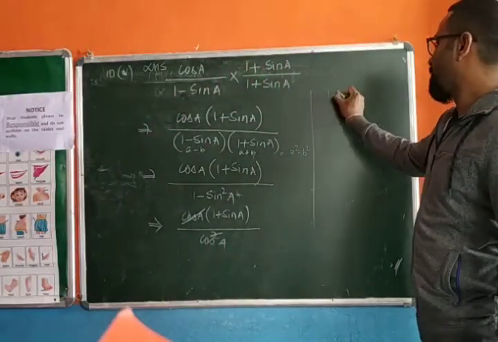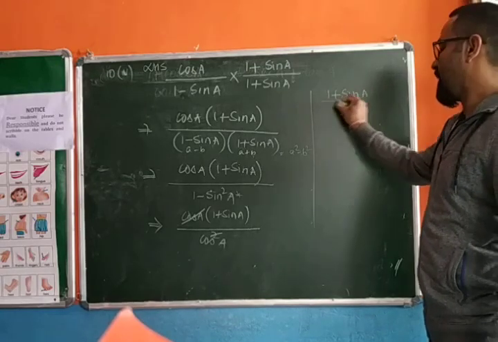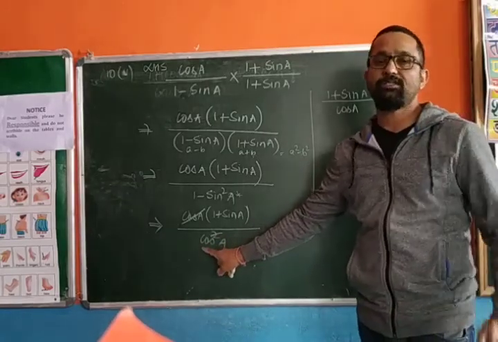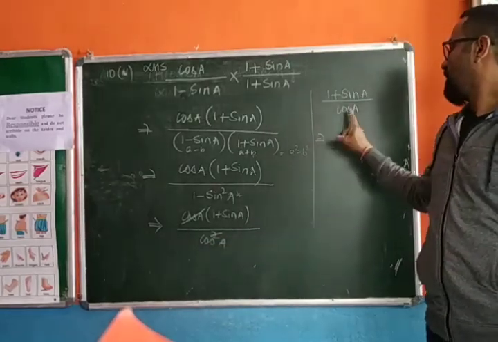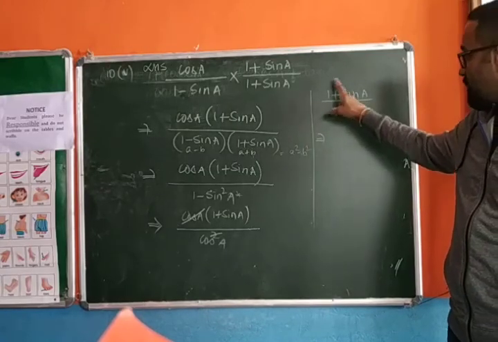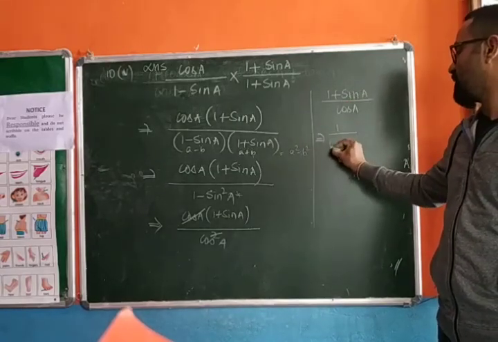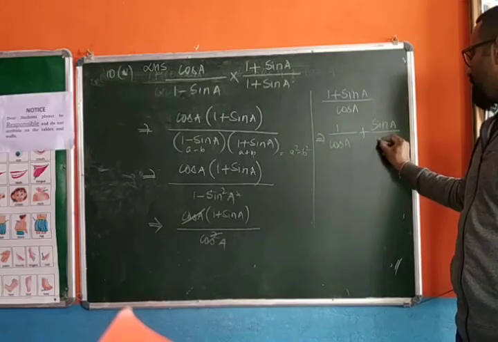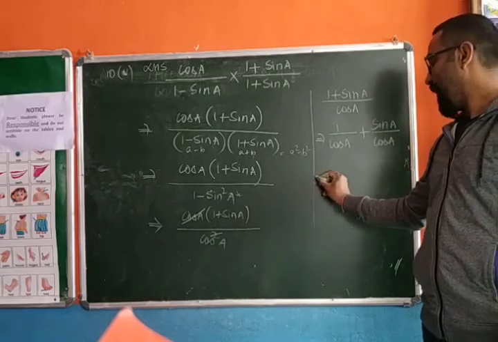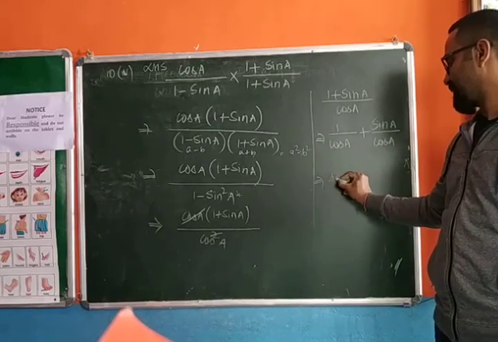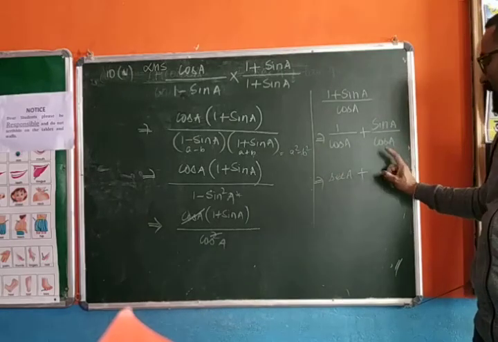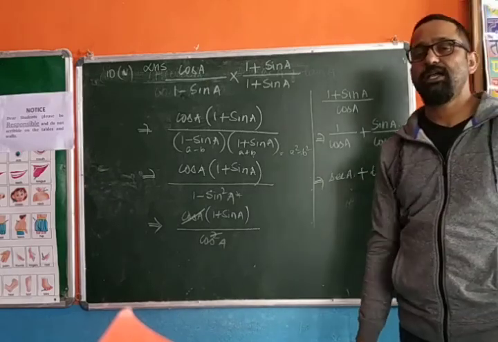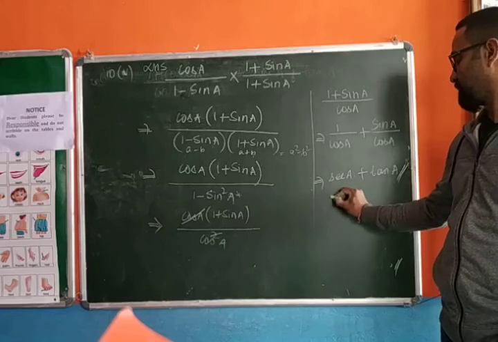You are left with 1 plus sine A divided by cos A. Square means there are two cos, one is cancelled, one is left. You have a single denominator, so divide the numerators individually. 1 divided by cos A plus sine A divided by cos A. 1 divided by cos is equal to sec A. Sine divided by cos is tan A. Left hand side equals right hand side, proved.